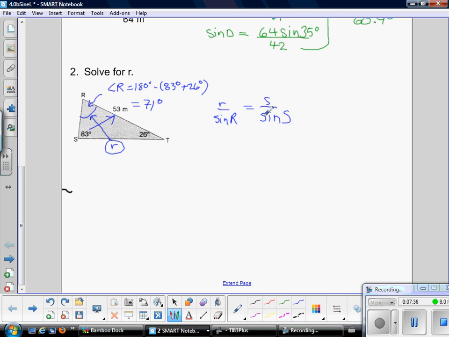little s over the sine of angle s. Okay, now I'm a real stickler in the sense that I want to see the formula before you enter numbers. In my opinion, it is the best form. Write down your formula, then substitute in your numbers, then do your calculations. It demonstrates a fair amount of what a person would know. So I'm finding R. We know that angle R is 71 because we took the time to find it. S is 53 and angle S is 83.